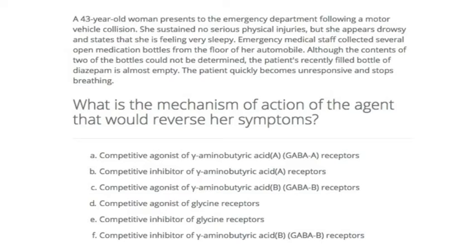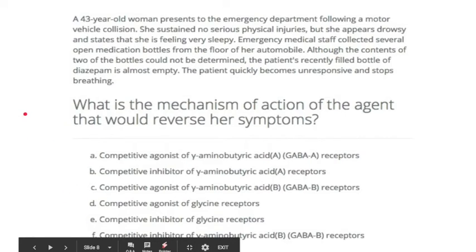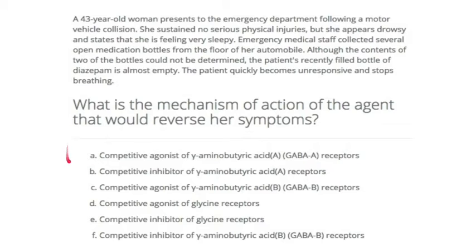All right, I have my answer. Which one do you think it is? I don't think it's D or E. We're not talking about glycine. It's got to be something to do with GABA. And we didn't talk about the GABA-B receptors either. So we're looking at possibly A or B. What do we think?